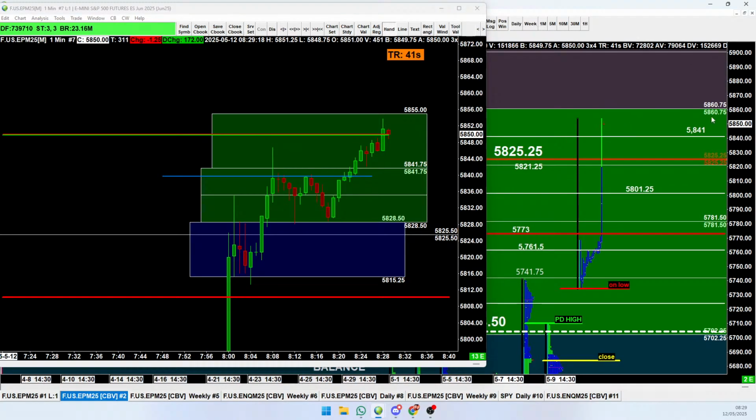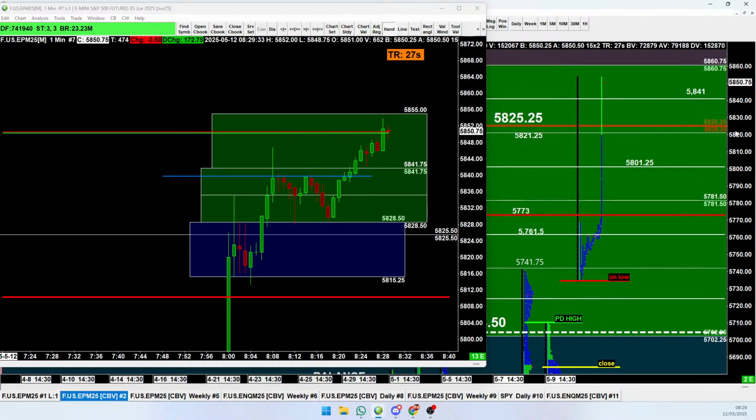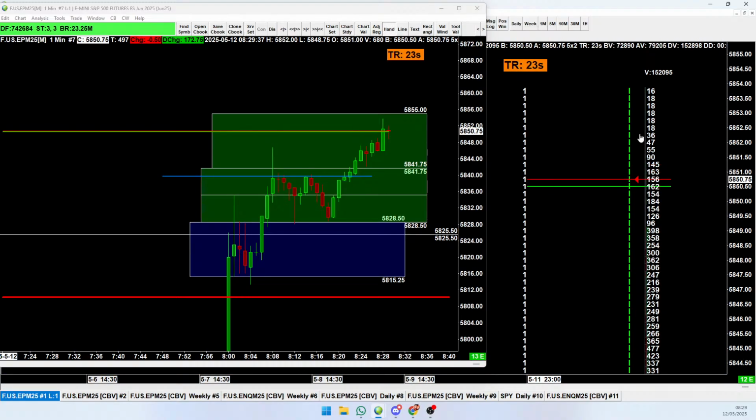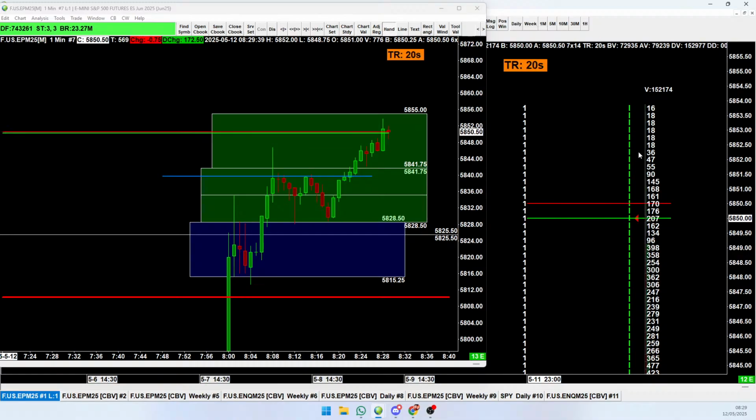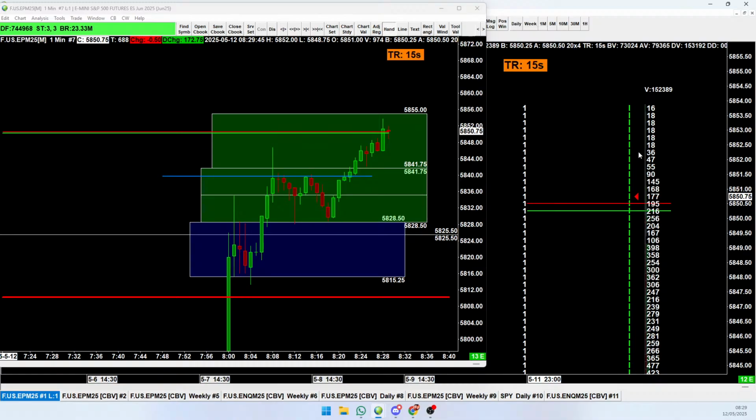So, top of this zone is 58.60. Hey, Chris, I have no idea what max gamma is, but that's a cool looking chart. That's cool. I've never seen that before. How you doing this morning?